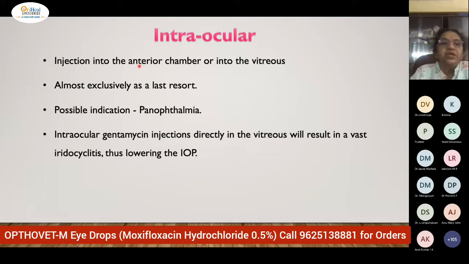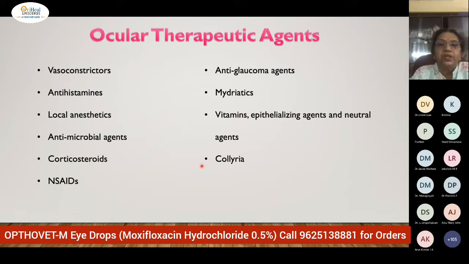Intraocular injections are again into the anterior chamber or into the vitreous. Almost this is done as a last resort. In case of panophthalmia, you can treat, and you can also flush the anterior chamber and then administer the medicine. Intraocular gentamicin injection is given as a last resort, so that it results in iridocyclitis. Thereby, it causes the reduction of the production of aqueous humor from the ciliary body and thus lowers the IOP. So it is done as a treatment for end-stage glaucoma where there is no vision.